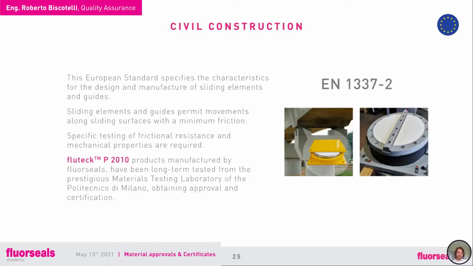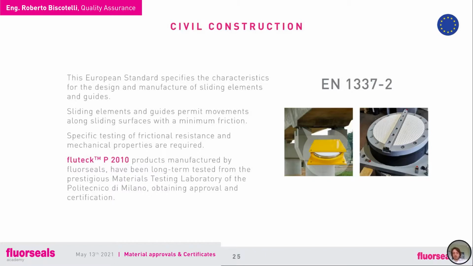Then for the last certification of this webinar, we talk about the civil engineering one, the EN 1337-2. This is a certification that concerns the sliding element in a structural bearing. A structural bearing is basically a bearing that needs to be mounted on a bridge to support the bridge and let it move. So the sliding element is there to let the bridge pier slide a little bit with minimum friction. The testing here is very important.